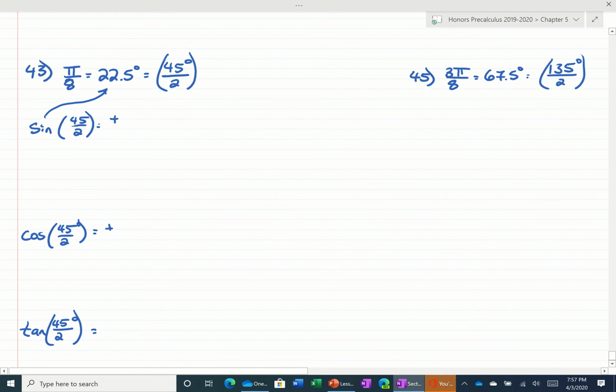Tangent, we have to figure out which formula you want to use. It doesn't matter which one out of the 3. So the formula is going to be, for sine, the square root of 1 minus the cosine of 45, which is root 2 over 2, all divided by 2. For cosine, it's going to be 1 plus the cosine divided by 2. And for tangent, it doesn't matter which formula we use. I'll use 1 minus the cosine over the sine. All right, so now we just have to simplify and figure out what it is.